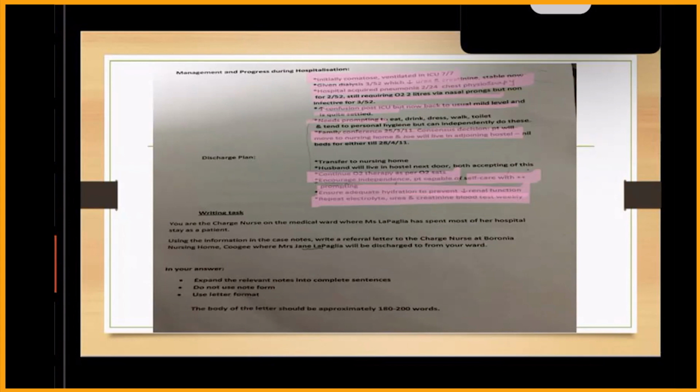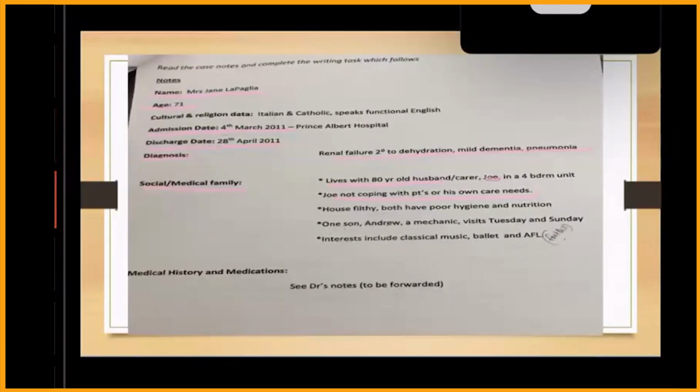Then what's the date? What's today's date? 28 April 2011. Yeah, that is the discharge date, isn't it? So we write that date. Clear.